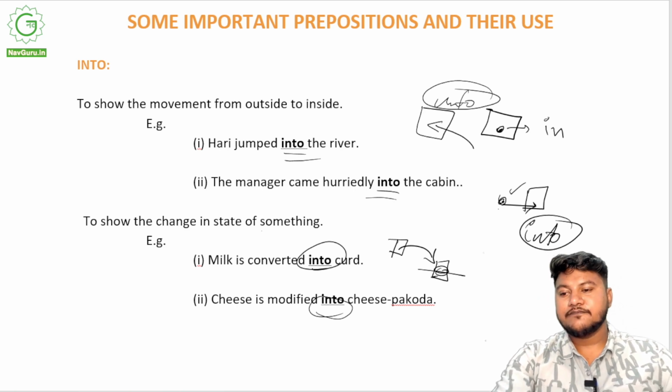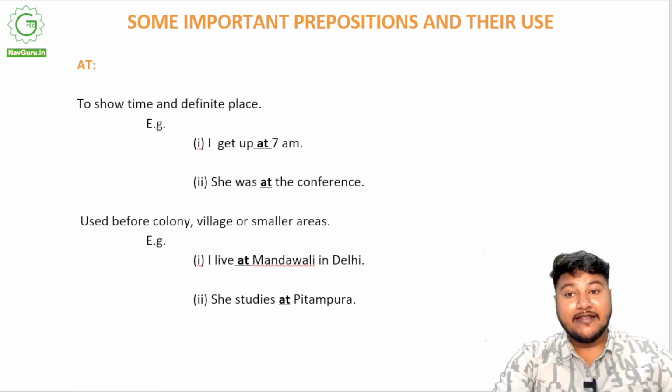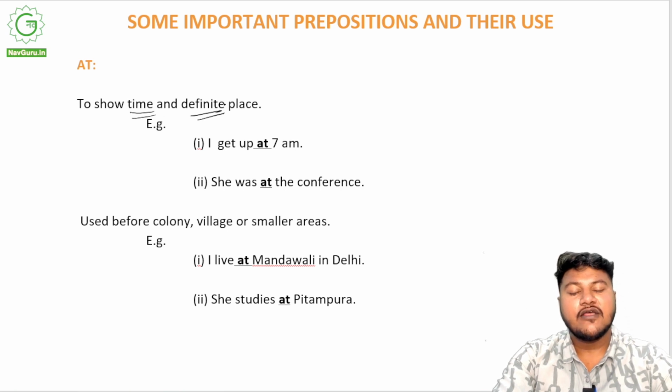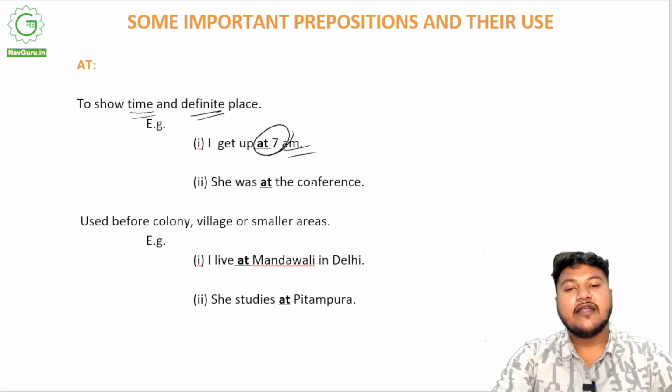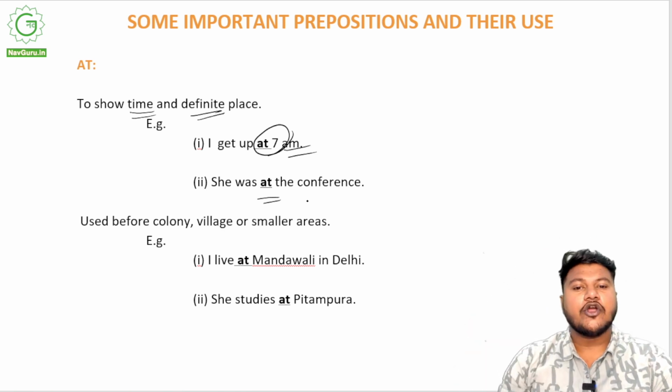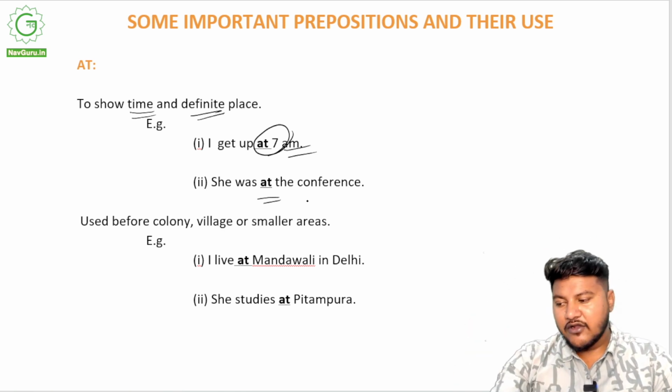Moving on. At, again, a very important preposition. At is initially used to show time and definite place. If I know there's this exact place, I can use that. So for example, I get up at 7 a.m. As simple as that. 7 a.m. is fixed. She was at the conference. Conference is fixed, right? It's a definite place. So I definitely know which conference we are talking about, where they are at the conference.